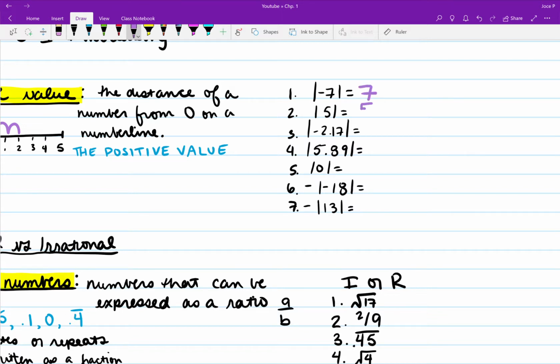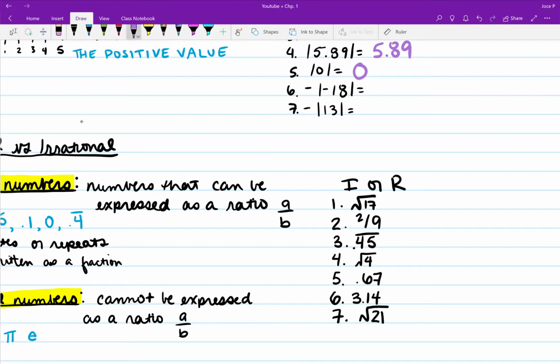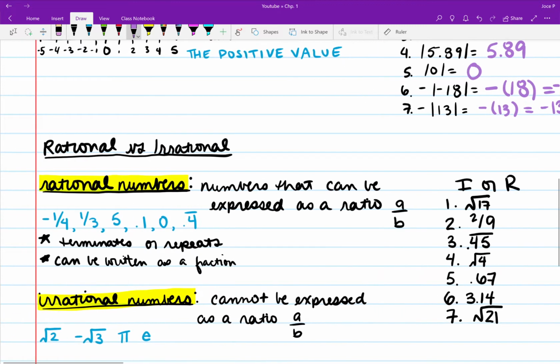Absolute value of 5 is 5. Absolute value of -2.17 is positive 2.17, because it's 2.17 spaces away. Here we have 5.89. Absolute value of 0 is 0. It's 0 spaces away from 0. Here's a tricky one. The negative of the absolute value of 18. So now we have a negative. On the inside we'll have 18, which makes it -18. And here, negative absolute value of 13. Now we have the negative of the value of 13, -13.